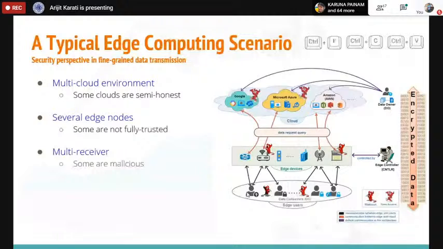So far we have seen many descriptive discussions. So now let's see some security perspective scenarios in the edge computing model. Before we understand this edge computing model, you have to understand what is going to happen in this kind of architecture. So this is my user, this is my edge layer.